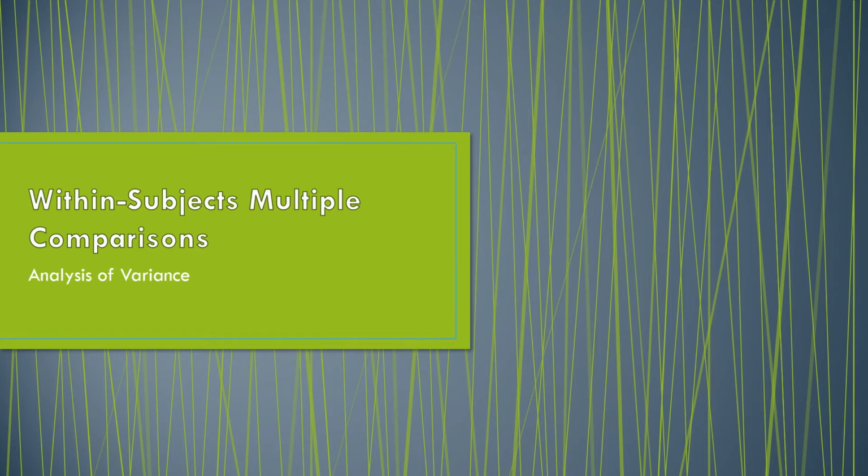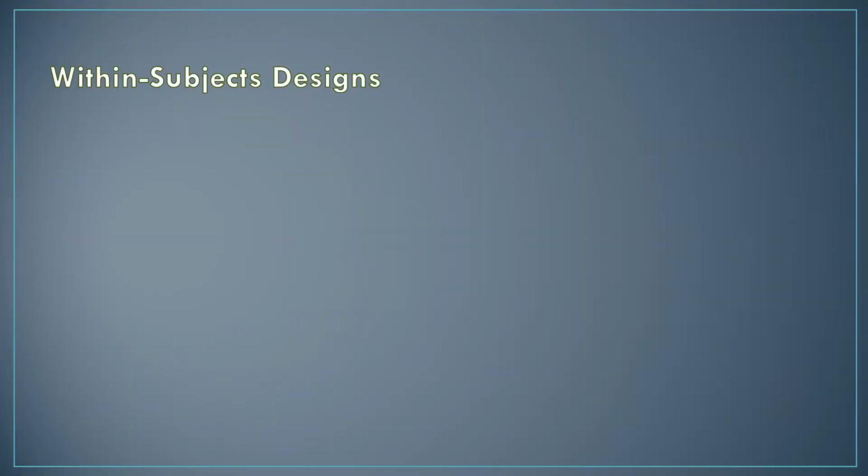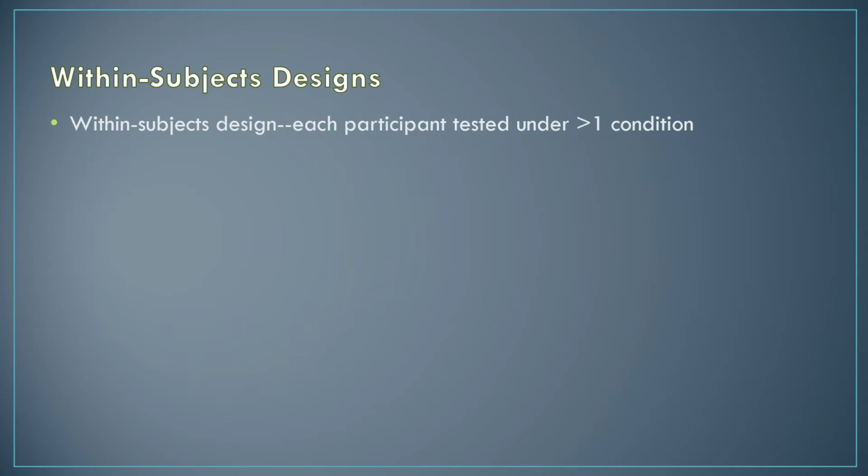This video is about the multiple comparisons that can be done with a within subjects design. Within subjects designs are designs where each participant is tested under multiple conditions. So each level of your independent variable, where your independent variable is what establishes the groups that are being compared when you're doing mean comparisons in ANOVA. But within subjects designs is that every single participant is in every single level of that independent variable.